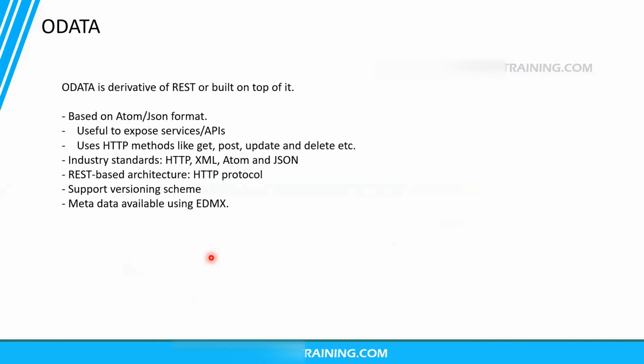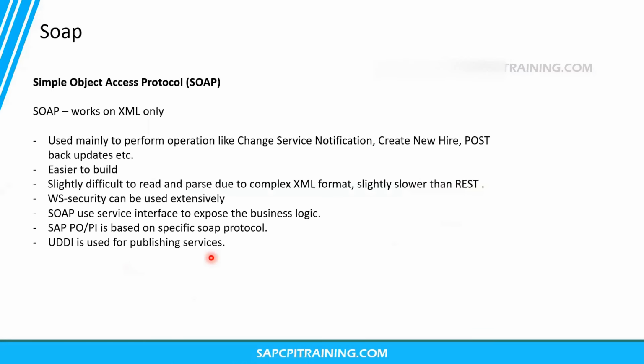OData is derivative of REST or built on top of it. Okay, OData is nothing but a REST API only. And here one more point I forgot to mention. SOAP uses WSDL, Web Service Description Language. Okay, it's a kind of metadata for SOAP service. So what is inside that SOAP service, we can check using WSDL. Okay, so we'll discuss in detail what is WSDL. So that's a metadata.